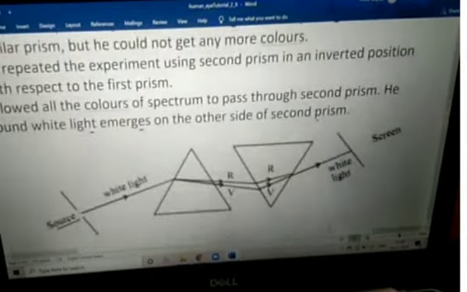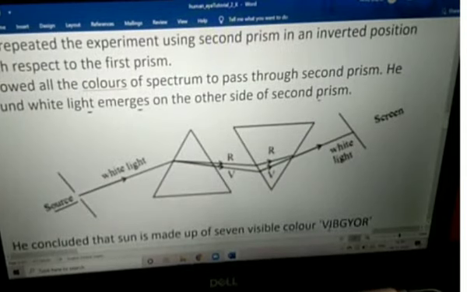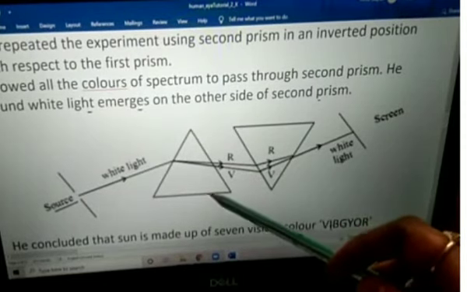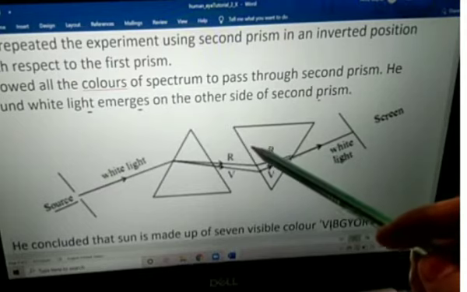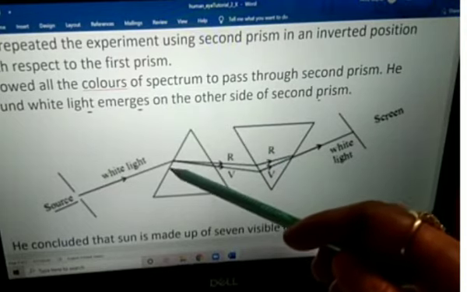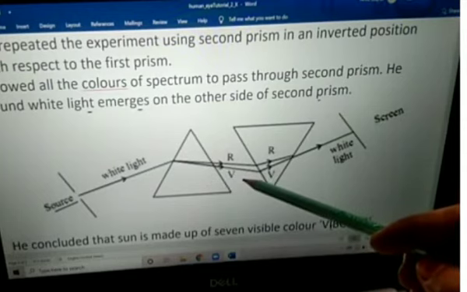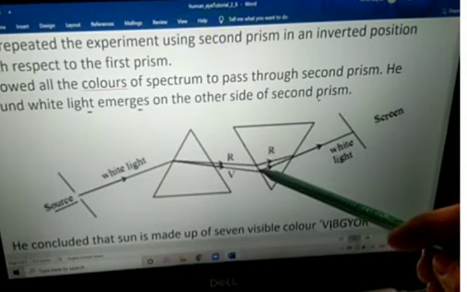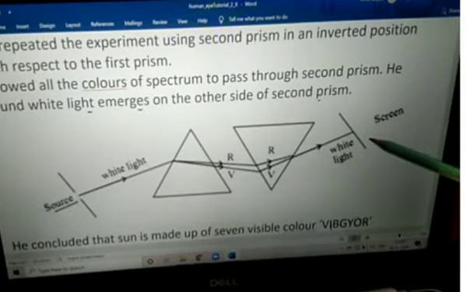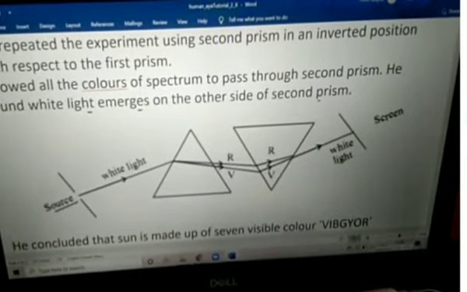In this experiment, he took 2 prisms. You can see that one prism is kept as it is here, and the other prism is inverted. When white light strikes the first prism, it gets split up into 7 colors, and when these 7 colors strike the inverted prism, again it forms white light. With this experiment, he concluded that white light consists of 7 different colors, the colors of VIBGYOR, that is violet, indigo, blue, green, yellow, orange and red.